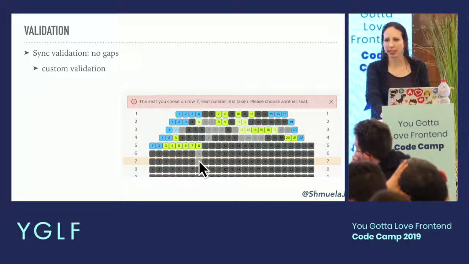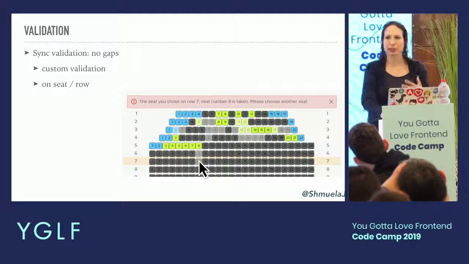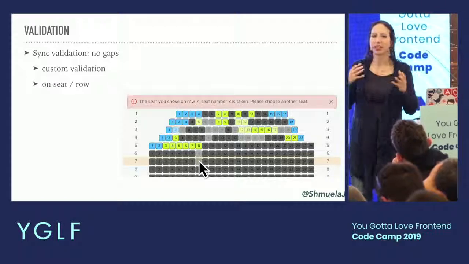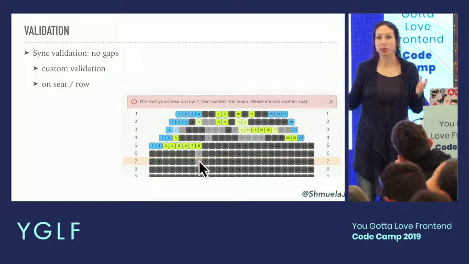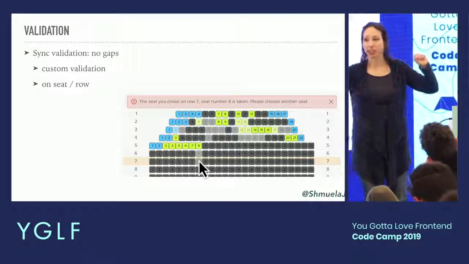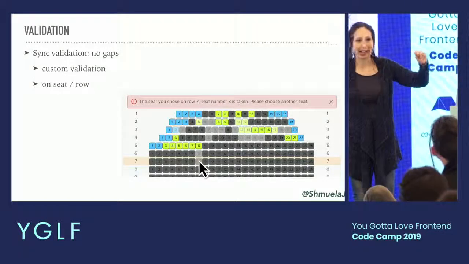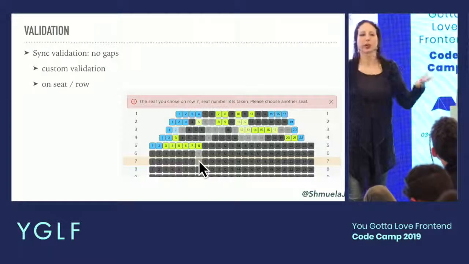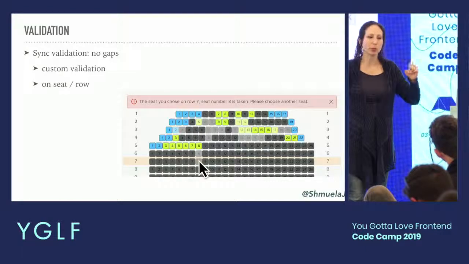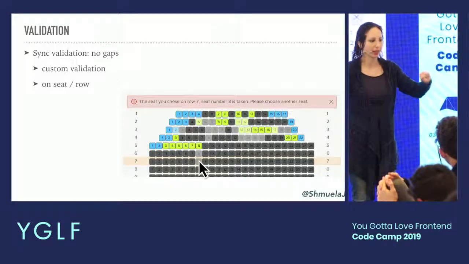Of course, it's a custom validation that you'll have to write yourself. And you can implement it either on a seat or even on a row. So you can implement custom validations on form arrays or on form groups. And then whenever something changes, you can go over all the values of this array and check whatever you want, okay? And then the error will be on the array itself and not on a single control.